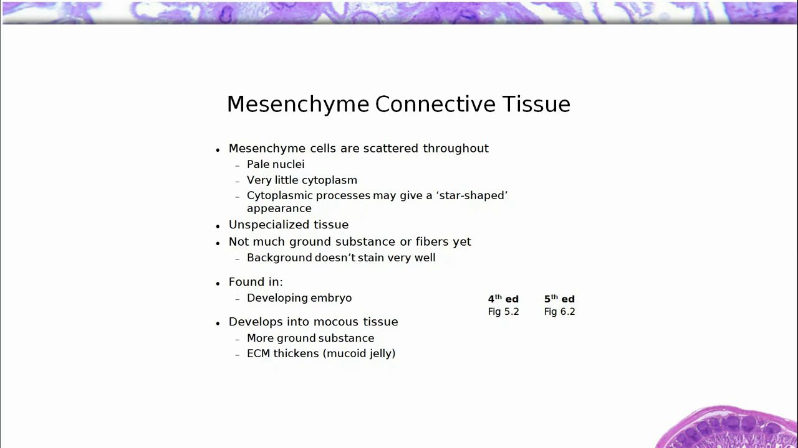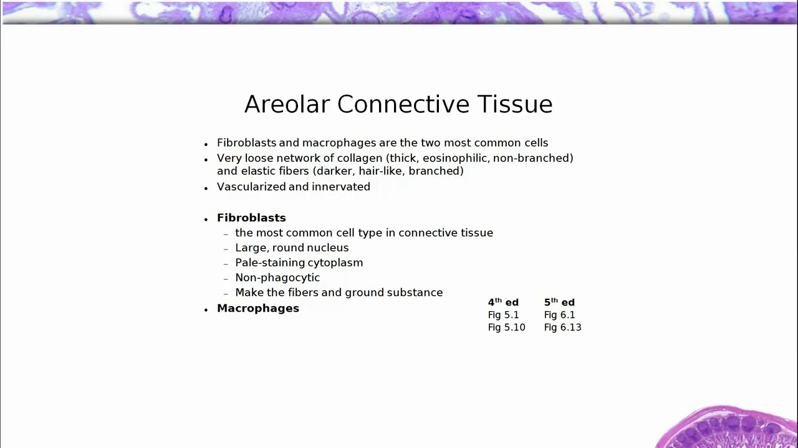The other thing on this slide is that eventually mesenchyme tissue develops into something we call mucoid tissue. Mucoid tissue is a bit more developed. It still has a lot of mesenchyme cells, but it also is starting to differentiate into more different types of tissues. And we start to see the ECM becoming a bit more thick, especially ground substance. We see a bit more background showing up on those slides. This is called mucoid jelly.